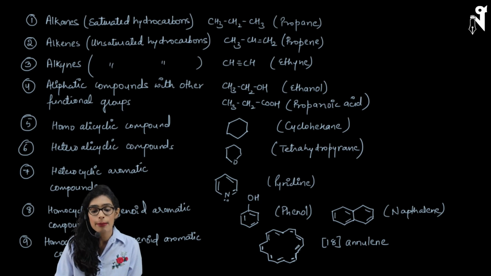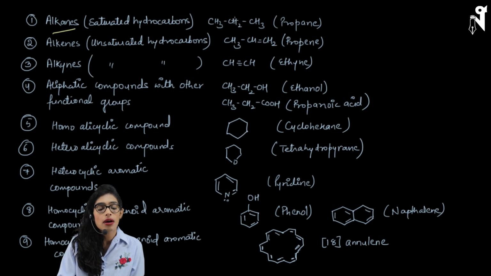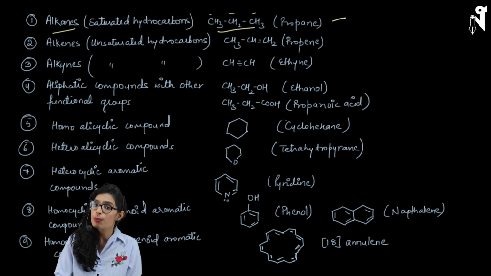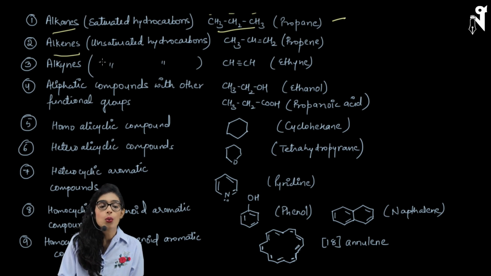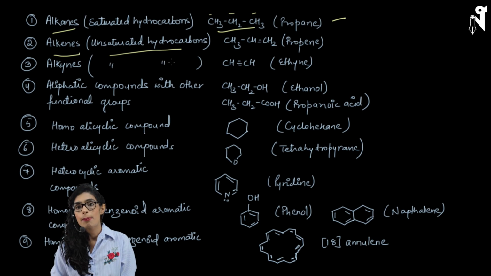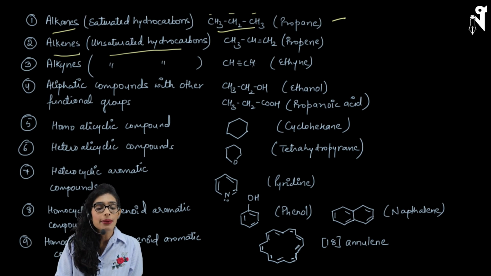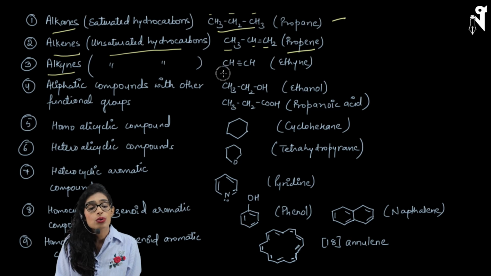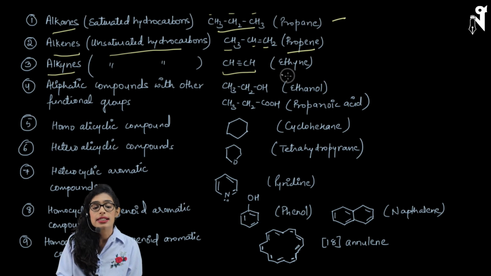So alkanes, as I mentioned, are the saturated compounds, having single bonds only, and I have taken an example over here, CH3, CH2, CH3. This is called propane. Alkenes are the unsaturated hydrocarbons and must have at least one carbon double bond carbon combination. Example, I have taken CH3, CH double bond CH2, and it is called propene. Similarly, we have alkynes, which are the triple bonded structures. So CH triple bond CH I have taken, this is ethyne.